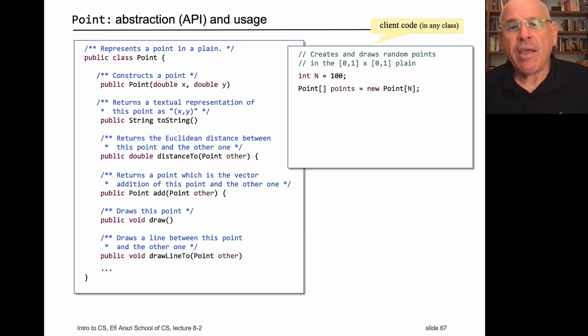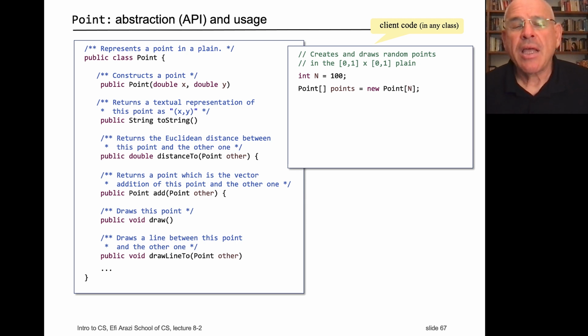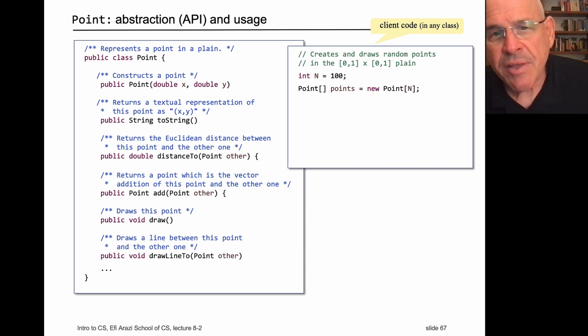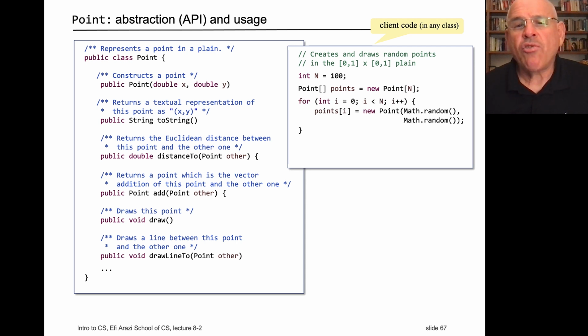The name of the array, I decided, is going to be points with lowercase p. That's the name of a variable. But the data type of each one of the elements of this array is going to be a point object. And I'm going to create 100 such points. And then I'm going to build these 100 points by using a for loop. The for loop goes from 0 to 99.